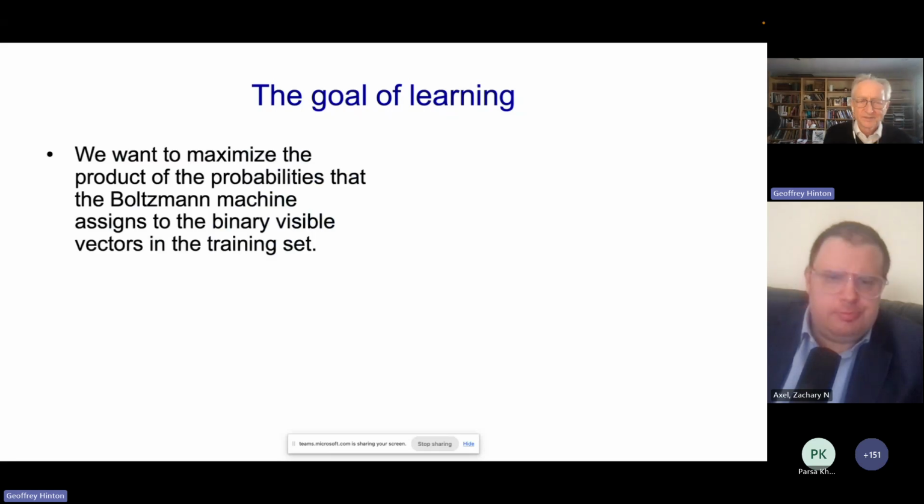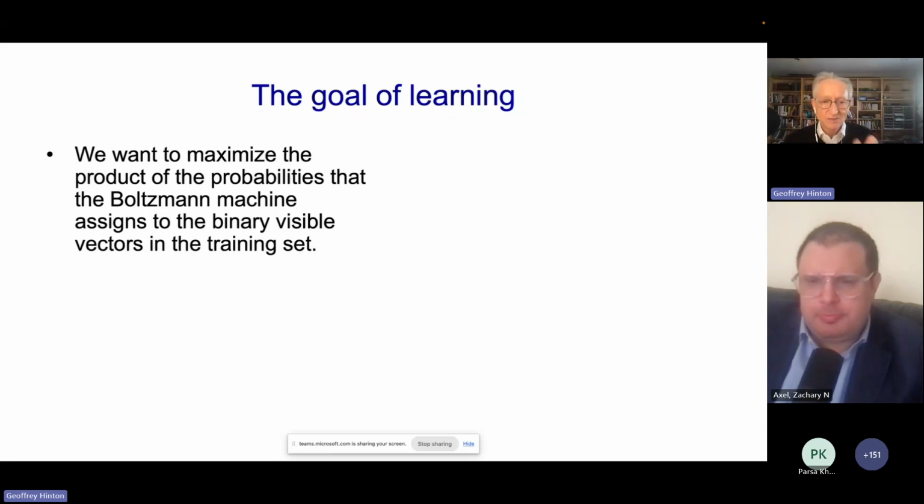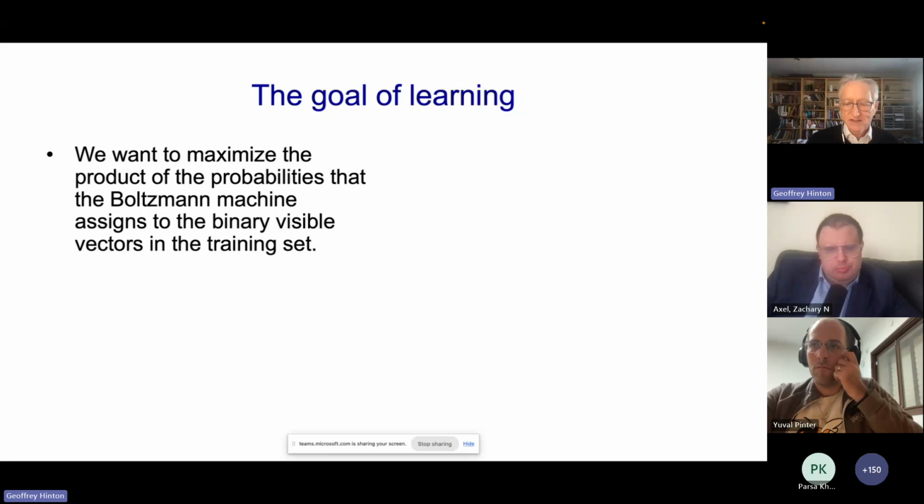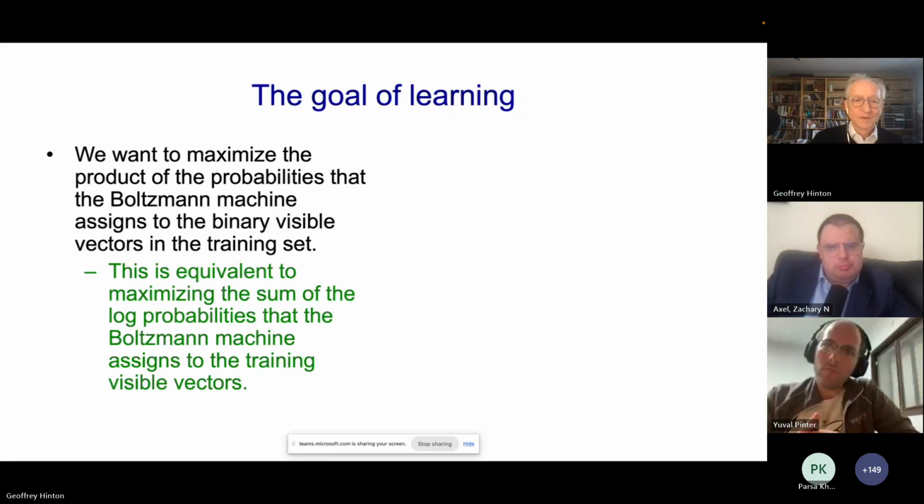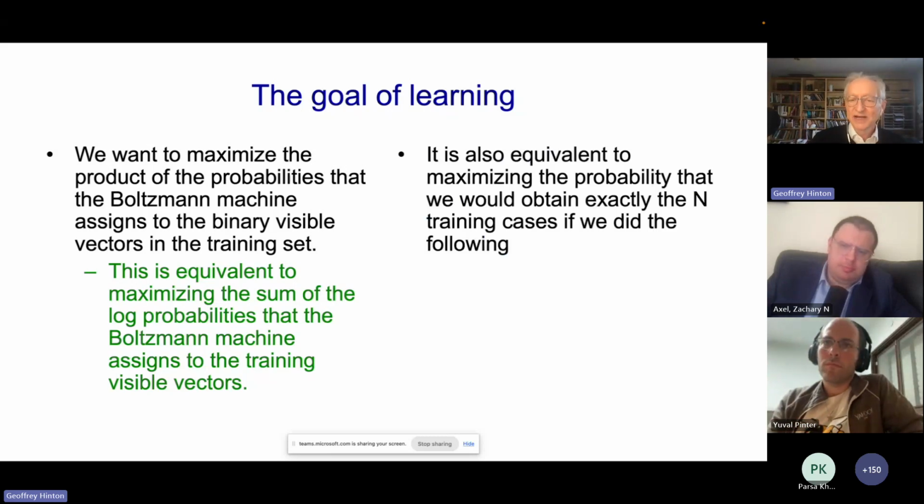So our goal in learning is to set weights so that when you sample from this model, by updating the hidden units and updating the visible units and keeping doing that until you reach thermal equilibrium, and then look at a sample on the visible units, you get probabilities. You get high probabilities for the training data and low probabilities for everything else. So if you want to maximize the product of the probability of the training data, it's equivalent to maximizing the sum of the log probabilities of the training data. And we're now going to see why it's possible that you could get a simple learning rule.